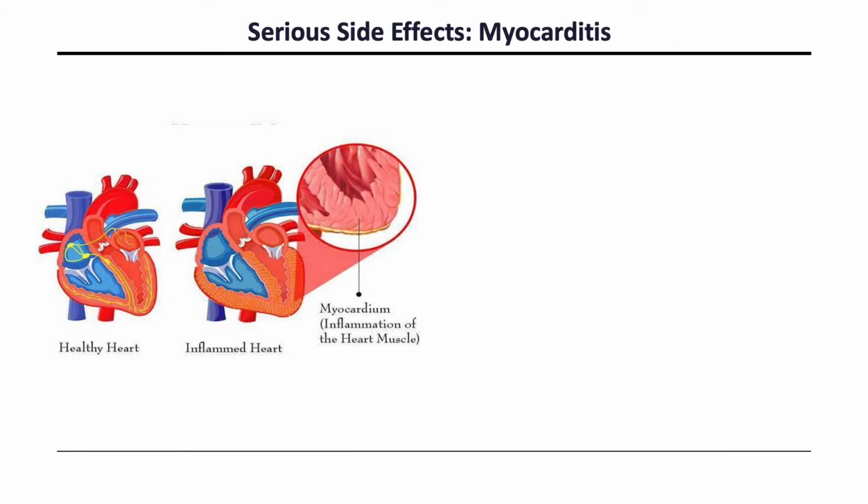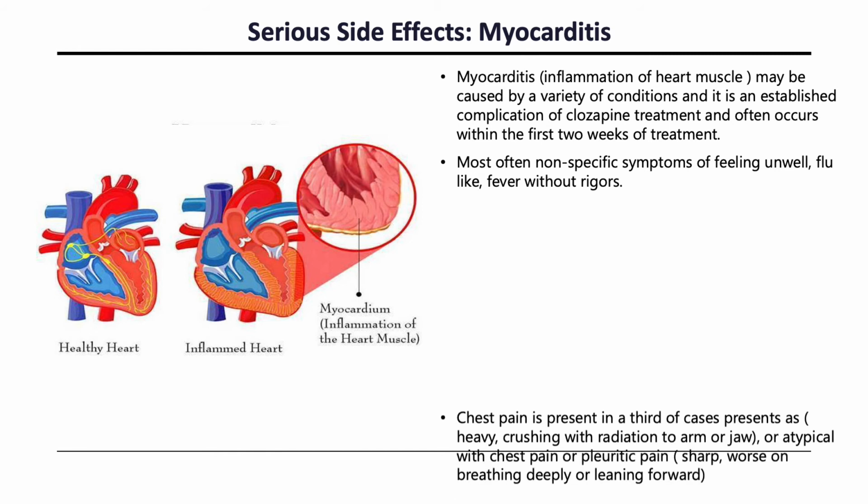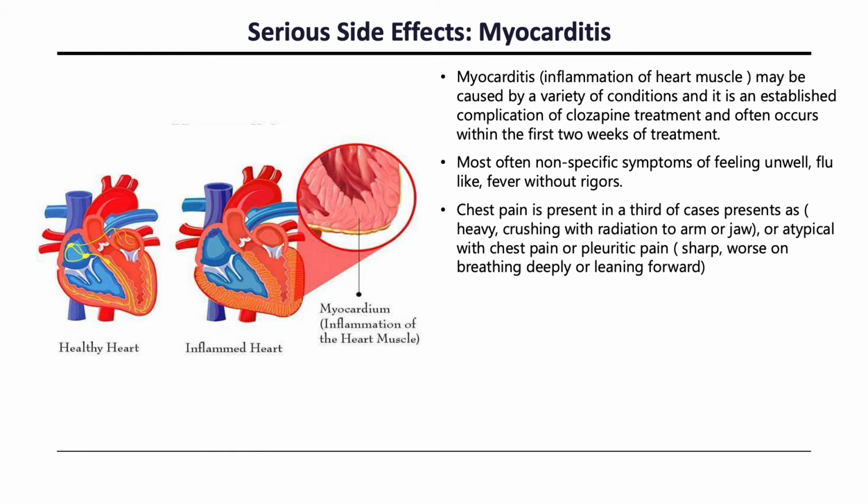Myocarditis, the inflammation of heart muscle, may be caused by a variety of conditions. It is an established complication of clozapine treatment, and often 80% of cases occur within the first month of starting treatment. Most often, symptoms are non-specific, such as feeling unwell, flu-like, or fever without rigors. Chest pain is present in a third of cases and presents as heavy, crushing, with radiation to the arm or jaw, or atypically with pleuritic pain, which is sharp and worse on breathing deeply or leaning forward.